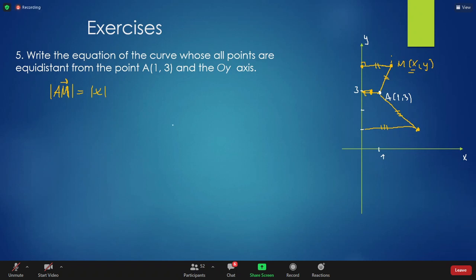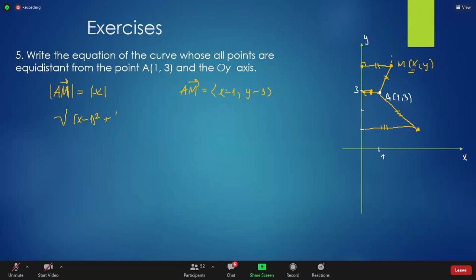And now AM, we know that the vector AM has coordinates x minus 1 and y minus 3, the differences of the coordinates of the endpoint and starting point. So end x, y minus start 1, 3. And so now we can write the length of AM, the square root of (x minus 1) squared plus (y minus 3) squared, has to be equal to the absolute value of x.